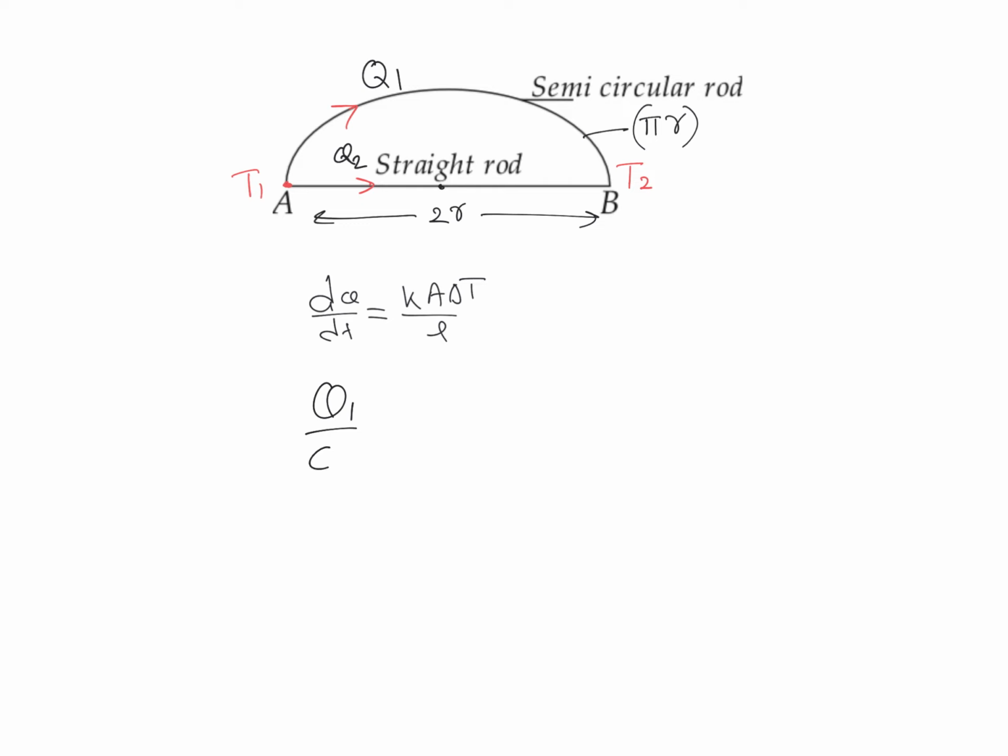We have to find the value of Q1 by Q2. Since dQ by dt is inversely proportional to length, we can write Q1 by Q2 equals L2 divided by L1. Here L2 is 2r, and L1 is pi r. The r and r get cancelled, so this will be equal to 2 divided by pi.